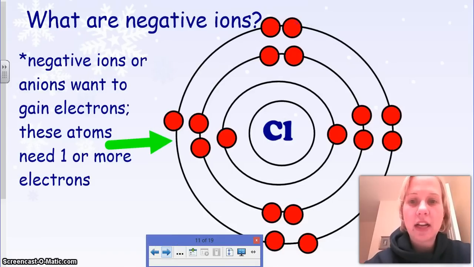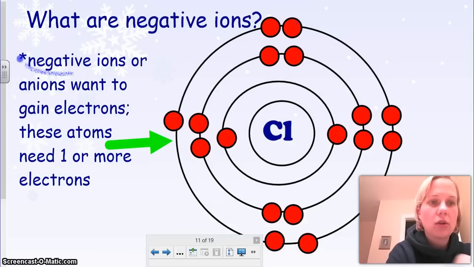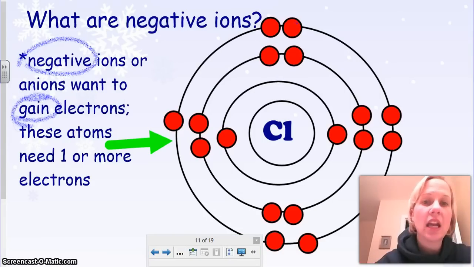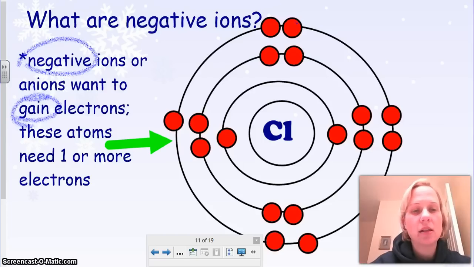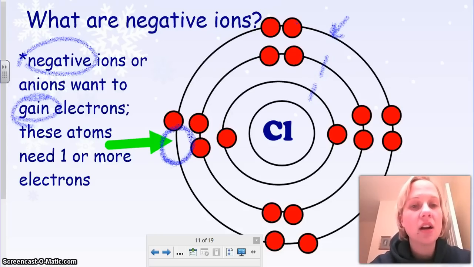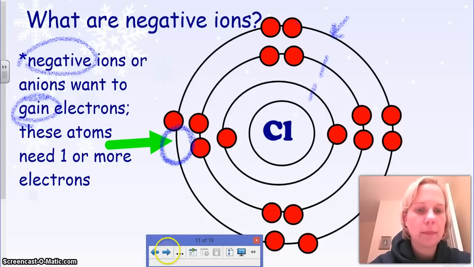Negative ions, like chlorine, are also called anions. They want to gain. So negatives gain, positives lose. Negatives want to find one or more electrons. So we know 2, 8. This can hold 8, but we only have 7. So if we could find something to go right there, we'll be okay. And it'll make this chlorine atom happy and not so crazy killer on us.